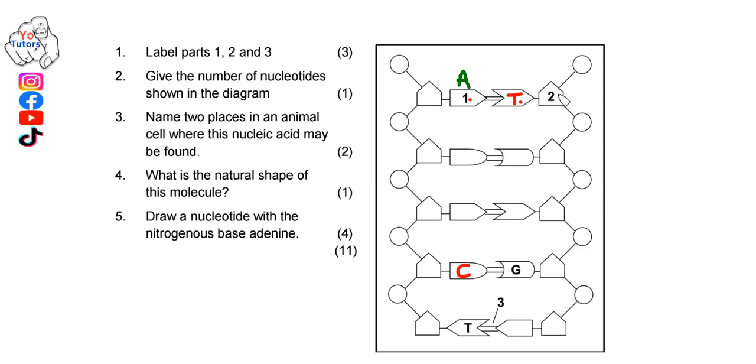2 is a sugar, but remember, we are looking at DNA here. So it's a DNA structure. That's what we're looking at here, because it's double-stranded. So what is 2? 2 is a deoxyribose sugar.